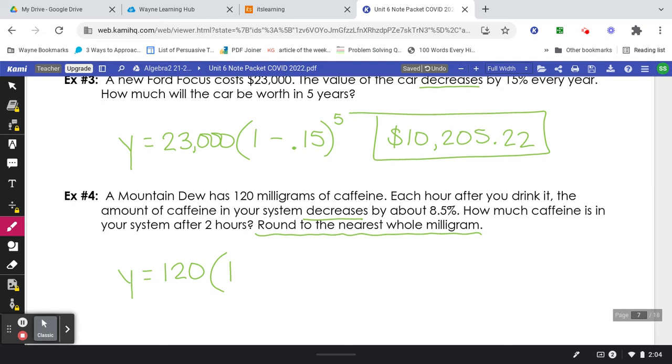1 minus for decreases. 8.5, move the decimal over once, twice. 0.085. And they want to know after 2 hours. So grab your calculator, type it in, and round to the nearest whole number.